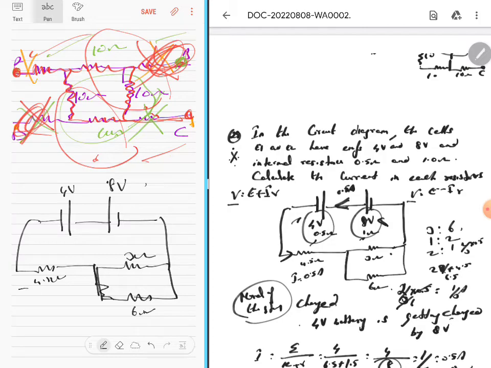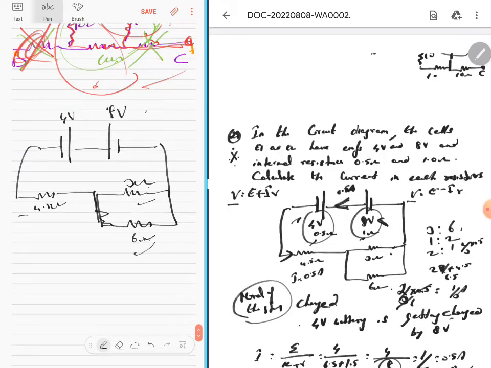These two are in parallel. 6 and 3 is in parallel. 6 into 3 by 6 plus 3 is 18 by 9, 2. Correct? 2 and this is 4.5, so equivalent is 6.5.